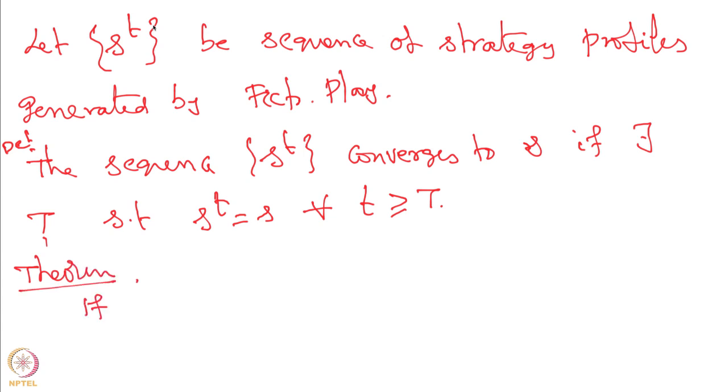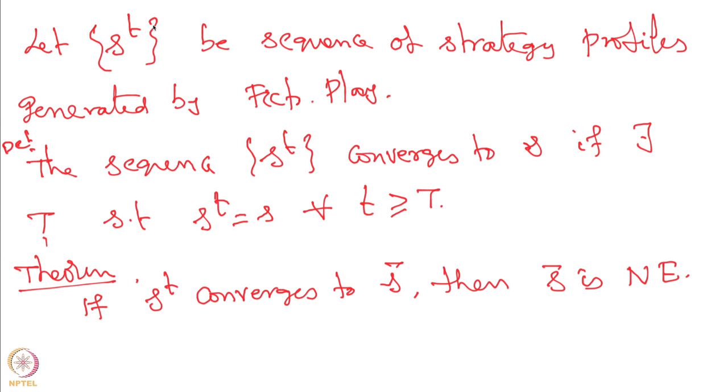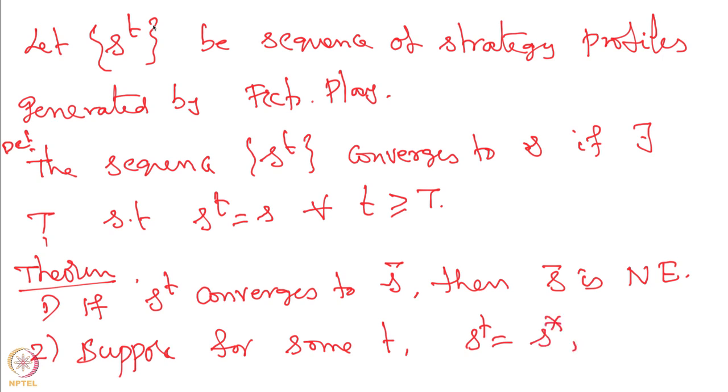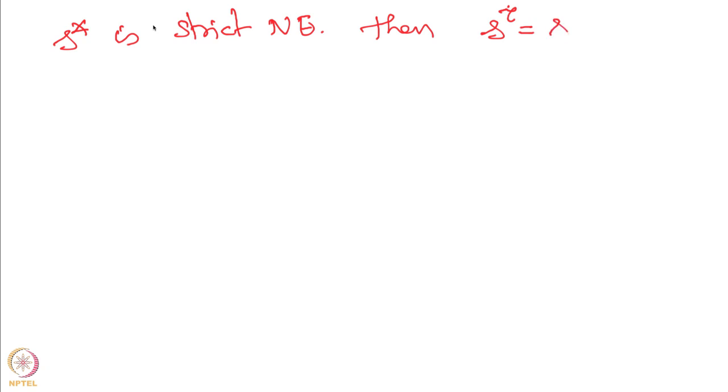If s^t converges to s bar, then s bar is a Nash equilibrium. That is one point. Second point is, suppose for some t, s^t is equal to s star, where s star happens to be a strict Nash. Then afterwards s^tau is going to be s star for all tau bigger than or equal to t.